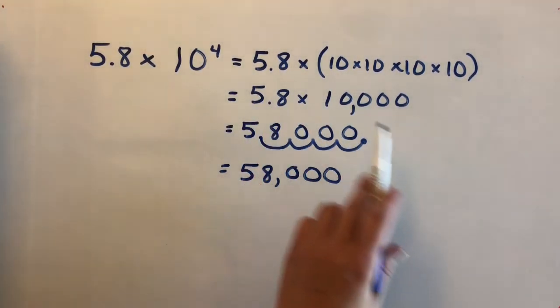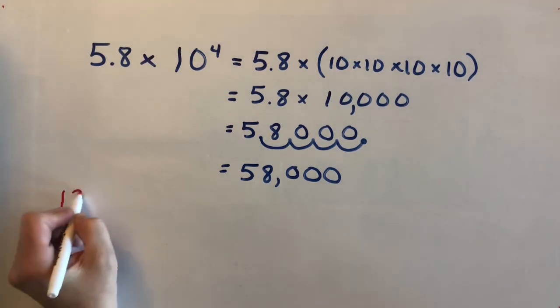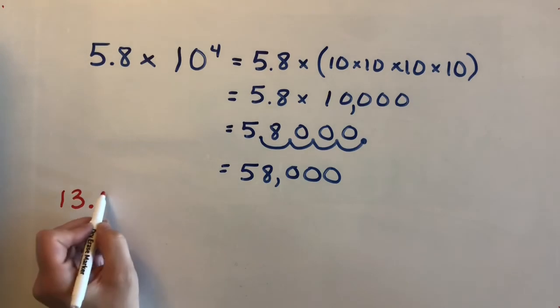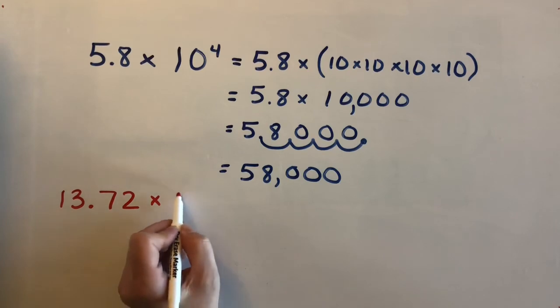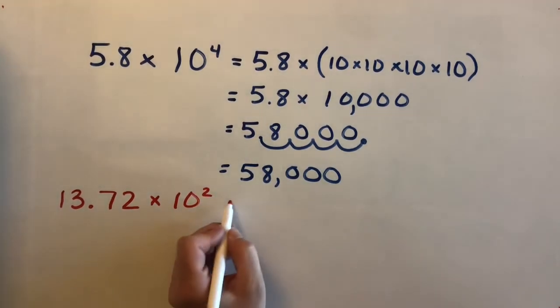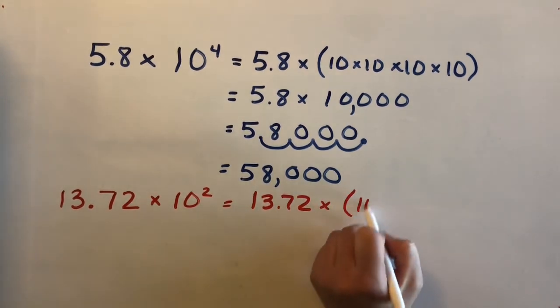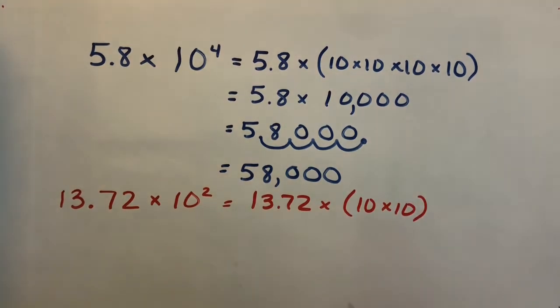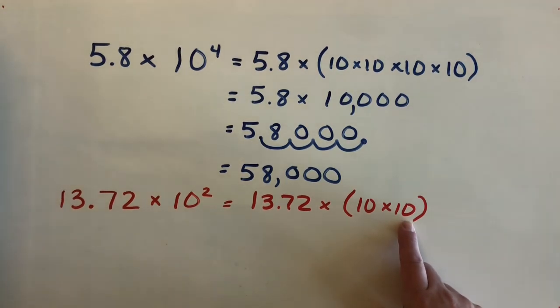So just like we practiced before. Let's try another one. Let's try a number that has some hundredths in it. So let's do 13 and 72 hundredths times 10 squared. So again, 13 and 72 hundredths times, that's actually 10 times 10 in factor form. So that means I'm going to move the decimal spot 2 times to the right.